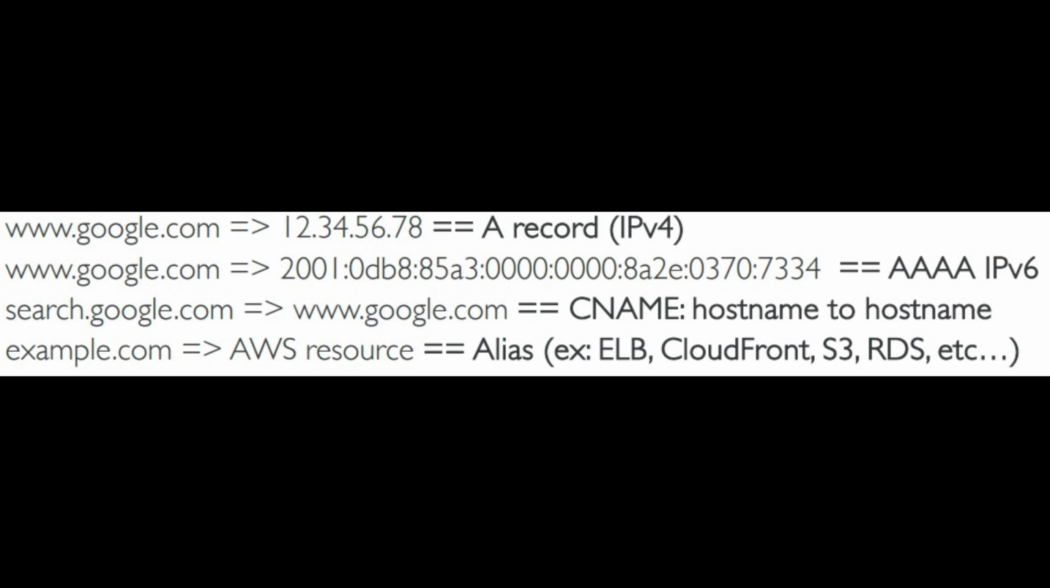Lastly, the alias record in AWS is quite unique. This allows you to map domain names, like example.com, to AWS resources. These resources can include services like Elastic Load Balancers, CloudFront distributions, S3 buckets, or RDS instances.